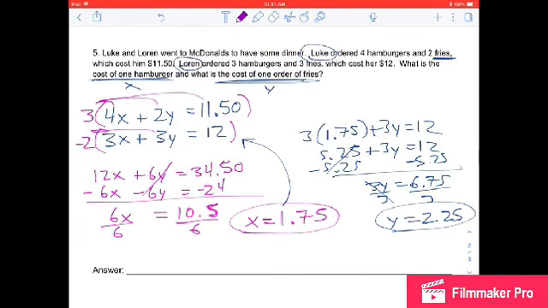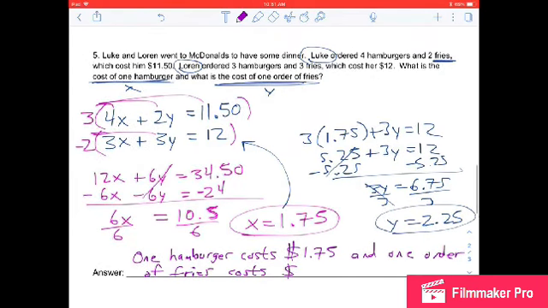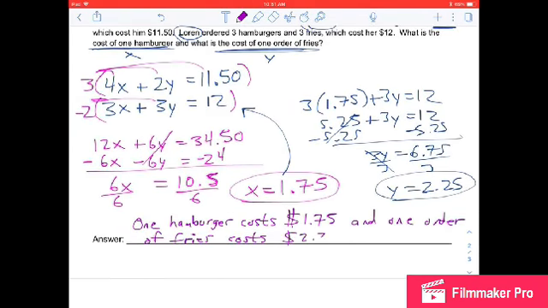So in a complete sentence, it says, what is the cost of one hamburger and one order of fries? So one hamburger costs $1.75, and one order of fries costs $2.25. And there we go. There's my complete sentence answer, and we're done.